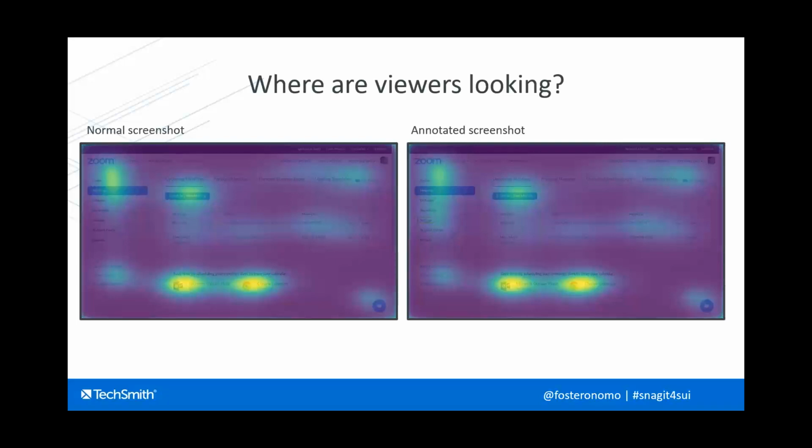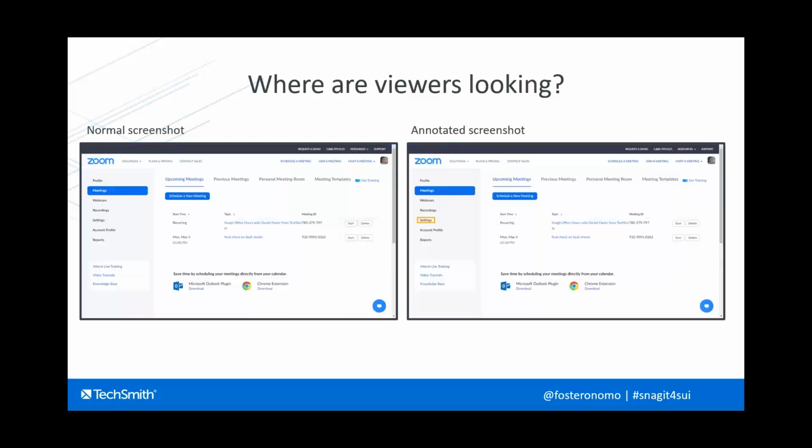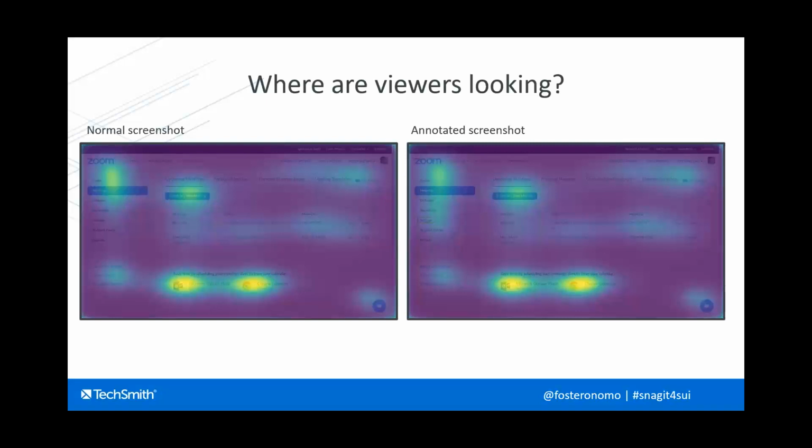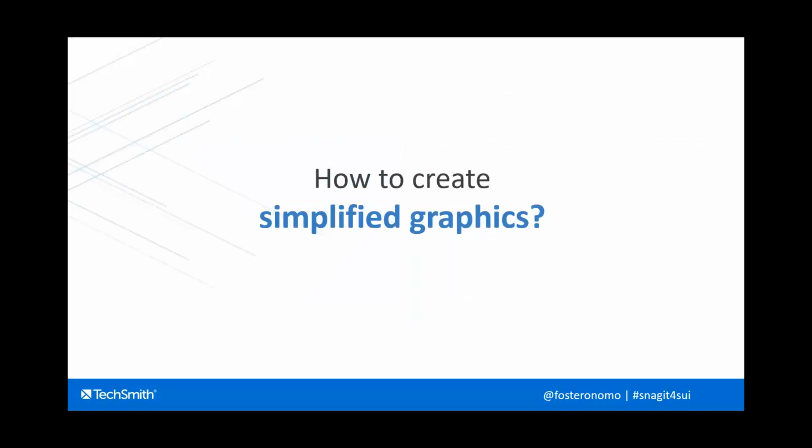Not a lot of difference. You can see, maybe there's a little more attention that spills over into that settings area, but it's really dominated by these kind of big blue blobs and these big colorful icons at the bottom. So that's all just noise. That's not really the thing I'm trying to get people to look at. And so how would I take some of these screenshots and actually simplify them using Snagit?